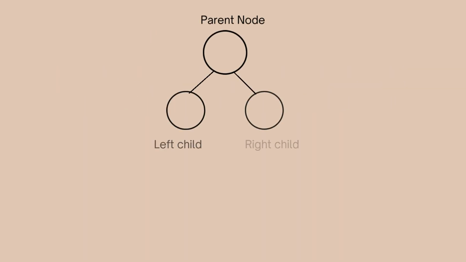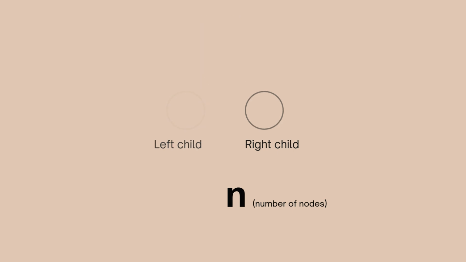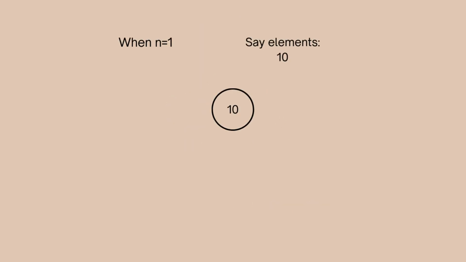First, let's start with the basics. Let's understand what a binary tree is. A binary tree is a hierarchical structure where each node has at most two children, a left child and a right child. Counting binary trees means finding out how many distinct binary tree structures can be formed using a given number of nodes. Let us consider n to be the number of nodes.